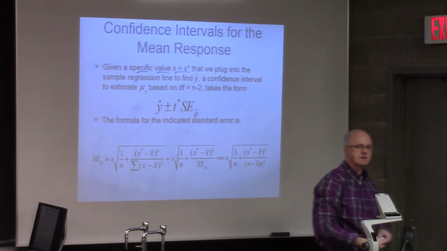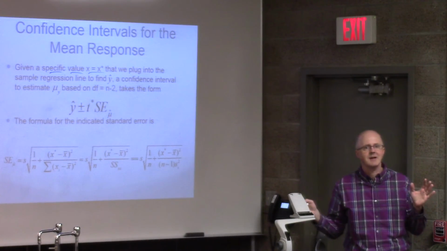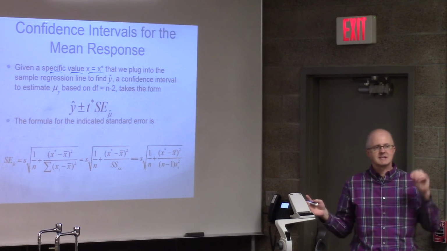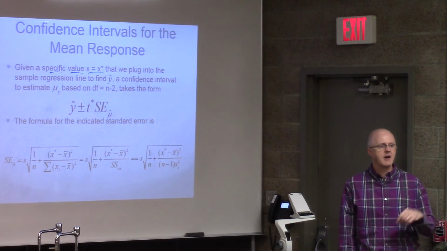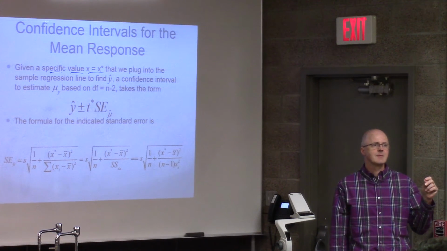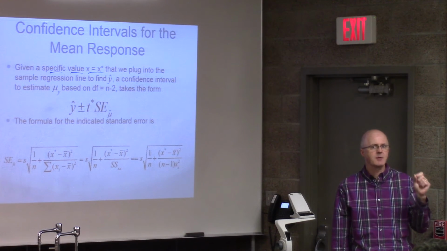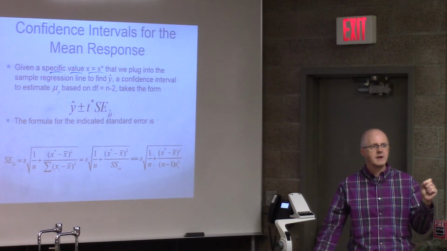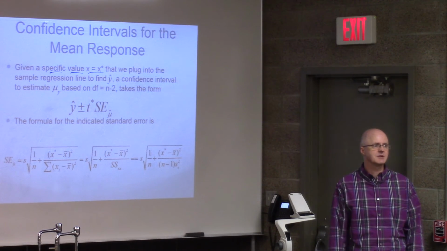This x star confuses people. It's not in any table. In our books, stars are used to denote special numbers. Z star, t star, here, x star. It's a special number that we happen to be thinking about. What number is it in general? It could be anything. It depends on the situation.